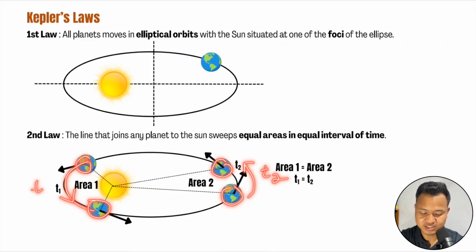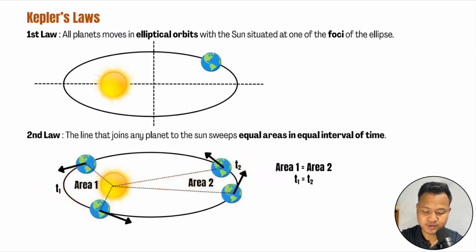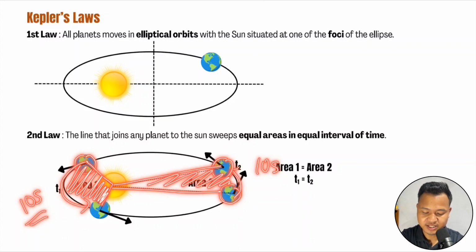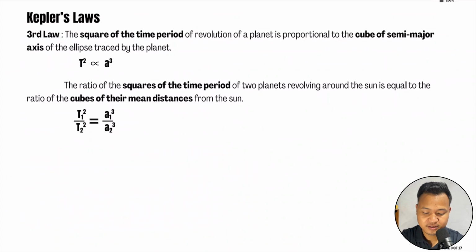Suppose if we take the same time, okay, suppose T1 is equal to T2, then the area swept, area 1 and area 2, will be equal. In one example, suppose, hypothetically, let's say 10 seconds. In the same time, the same area is covered with respect to the sun. Okay, that is the second law.